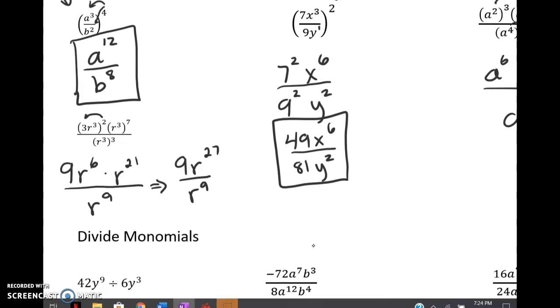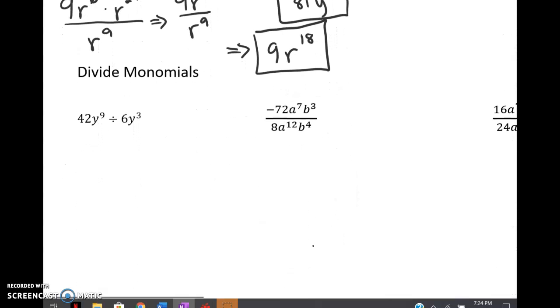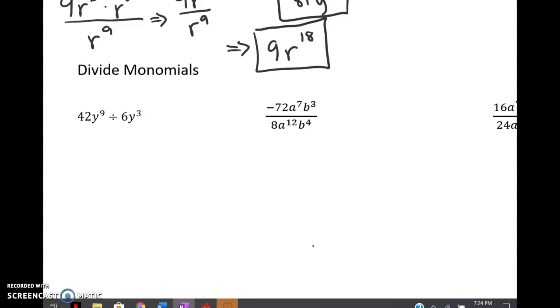I'm almost done. Where can I write it? I'll write it down here. It's going to be 9 r to the 18, because 27 minus 9 is going to be 18. And that one is done. All right, let's see if we can keep going here. We'll see if we can get this all in one video.